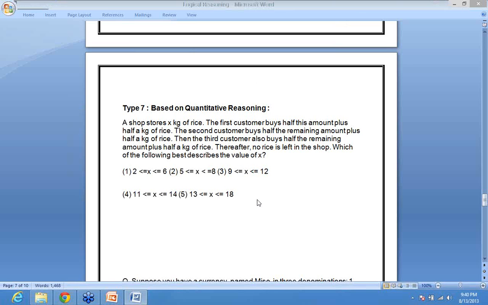And this has to be done by this method only to save time. You can also do it by calculations and by solving equations. Yeah, that's what I said, Pankaj Mohanty. If you take 8, the first customer would buy 4 kg plus 0.5, 4.5, right? 2.5 would be left. Now half of 2.5 would be 1.25 and not 1.5, as Pankaj you are saying. Please check.